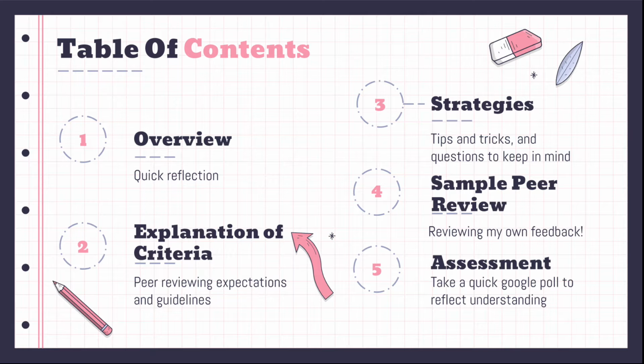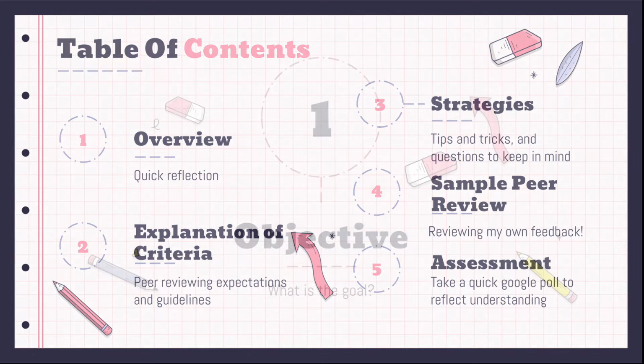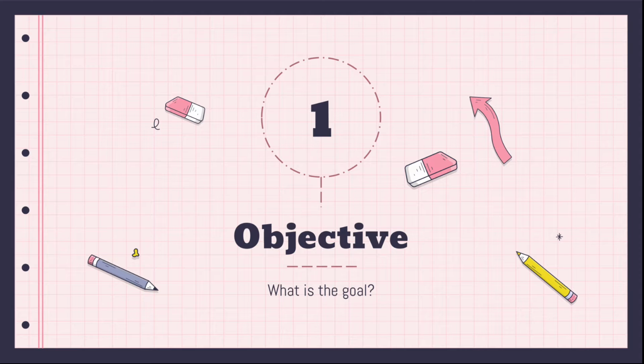So today we're going to go over a quick reflection on peer reviewing. We're going to explain the criteria, go over some strategies, look over a sample peer review, and at the very end, we're going to have an assessment to gauge your understanding. First things first is our objective. So what is the goal? Here, the goal of this lesson is to help students understand how to give more comprehensive and constructive feedback to peers while peer reviewing.